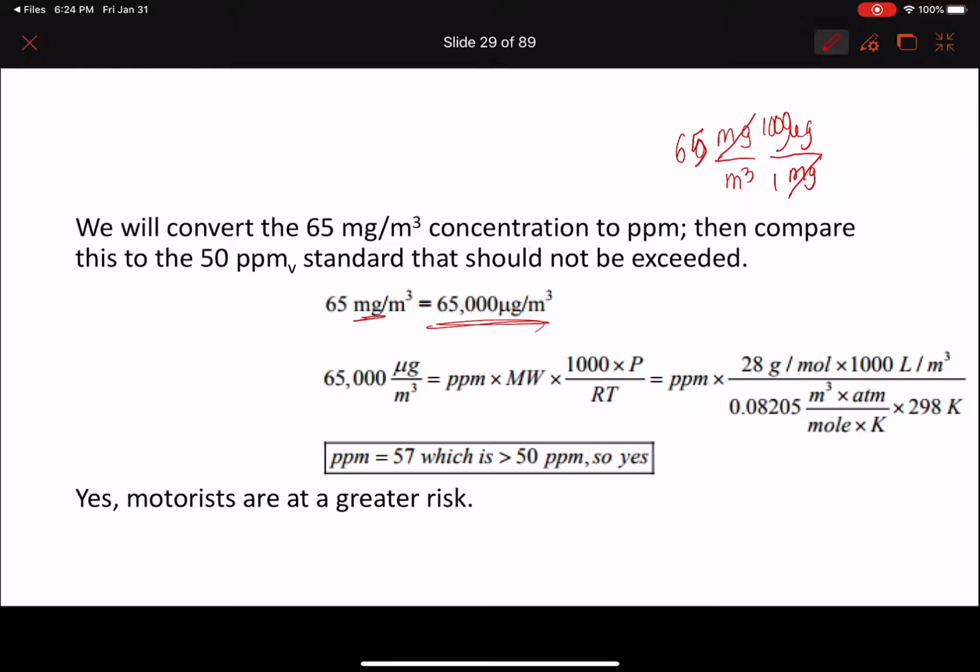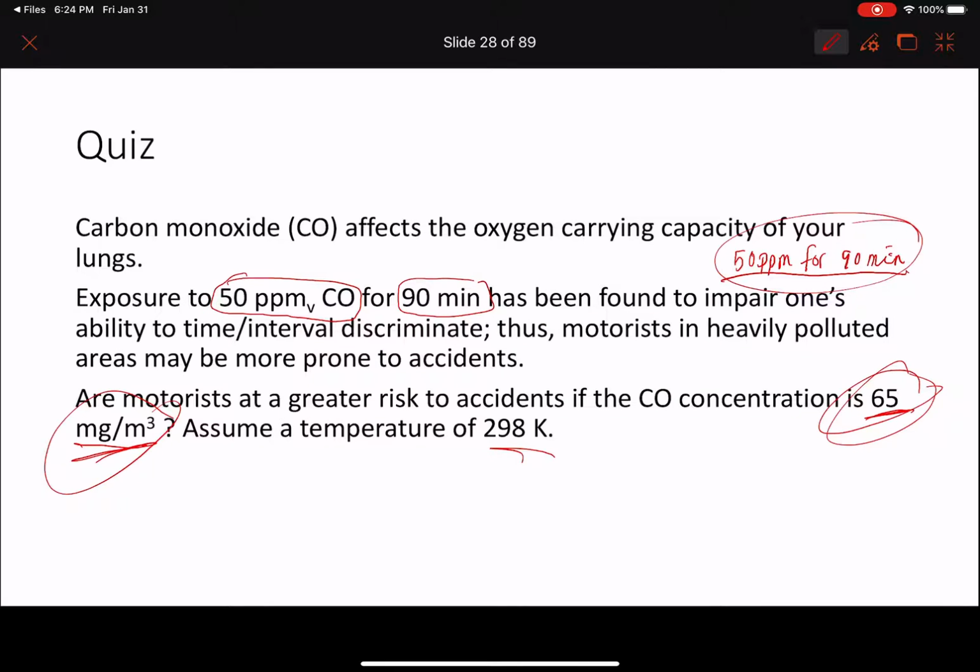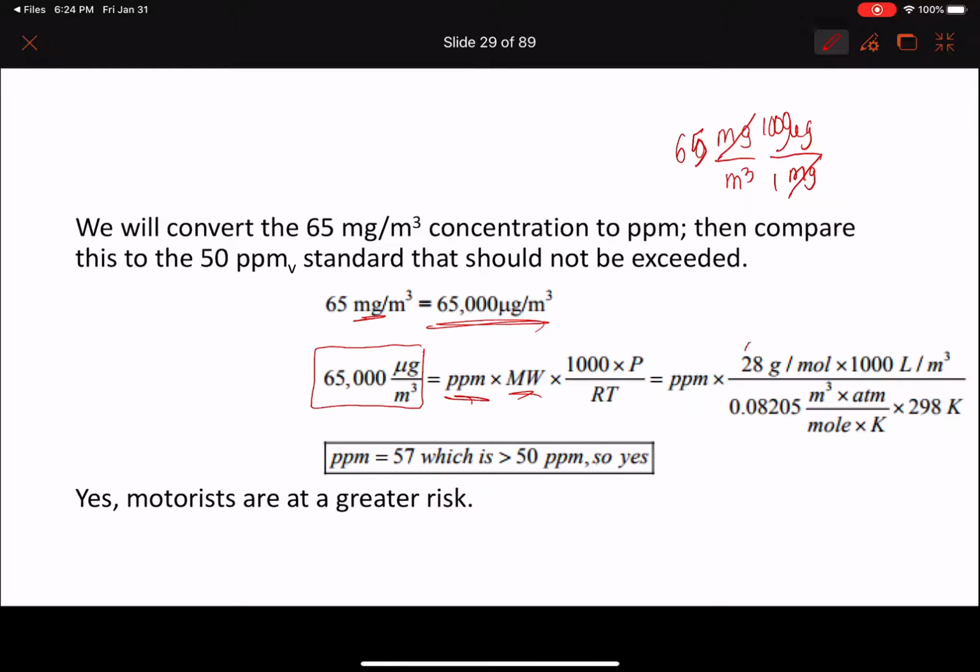And then you're going to put it into the equation. ppm is unknown. The molecular weight of carbon monoxide, you remember 12 and 16, is 28 gram per mole. And then 1000, this is always the conversion factor, times 1, the atmospheric pressure, over 0.08205, this is R, over temperature. He assumed the temperature as 298 Kelvin. So now the value is 57 ppm.